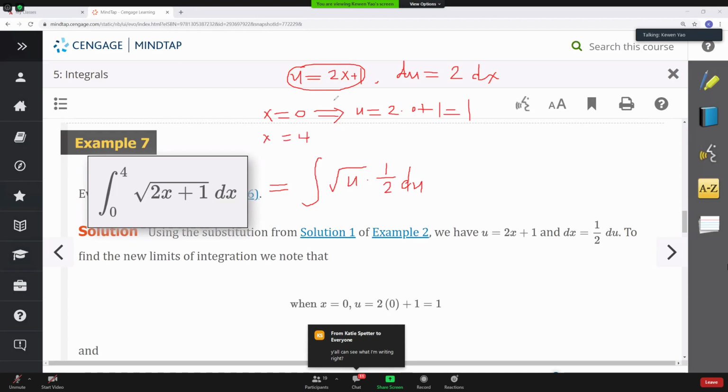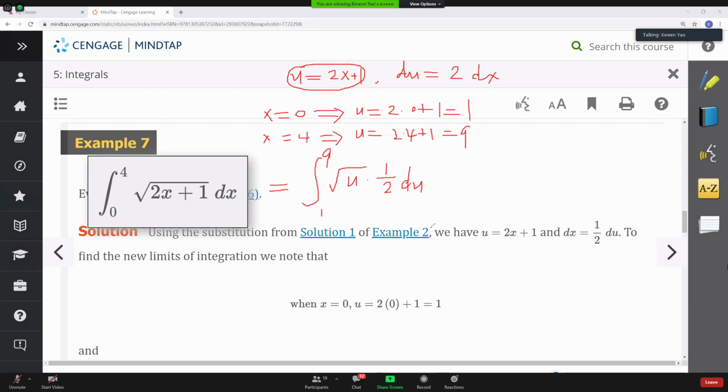What's the value for u? Solve for this: u equals 2 times 4 plus 1, which is 9. So the new lower limit under u is 1, and the new upper limit under u is 9. So you have to find the integral from 1 to 9 of square root of u times 1/2 du.